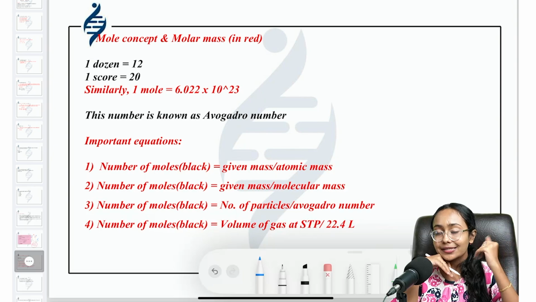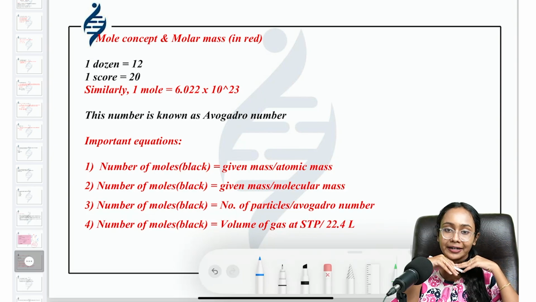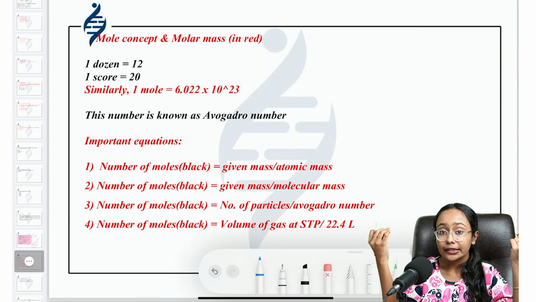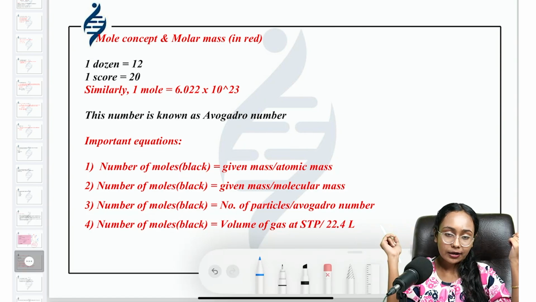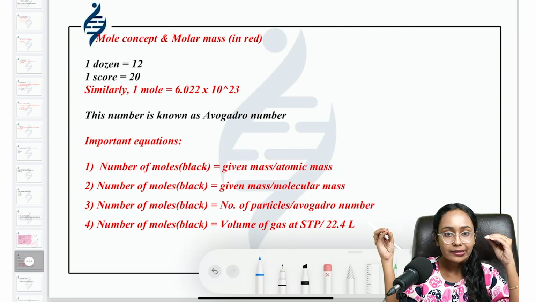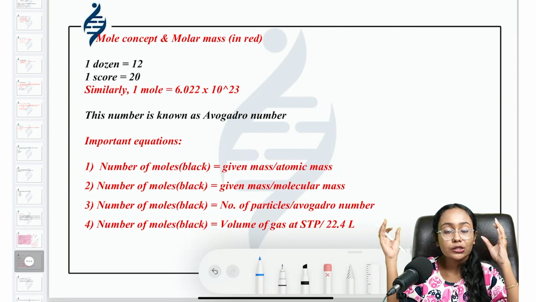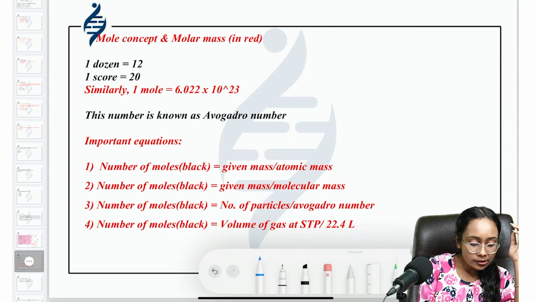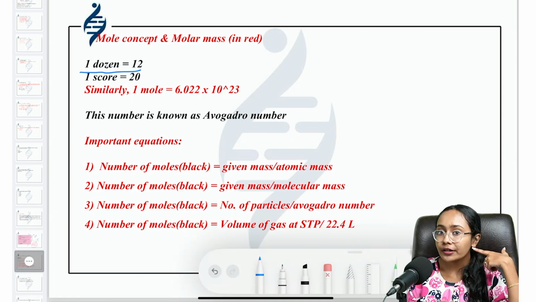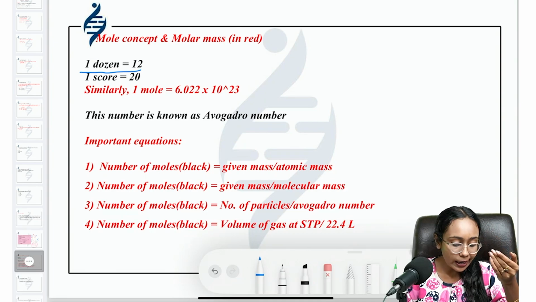You might have gone to fancy shops to buy bangles, right? You might have told the shopkeeper that I need a dozen bangles. What does a dozen bangles mean? It means 12 bangles, right? A dozen means 12. What does a pair mean? A pair of shoes, a pair of earrings. It means 2, right? A pair means 2. A dozen means 12.